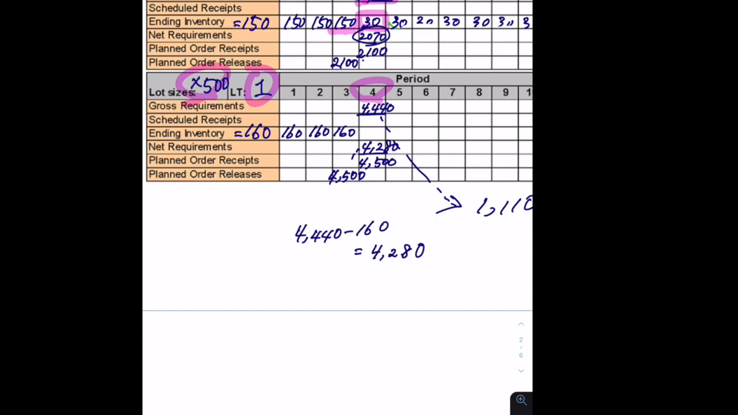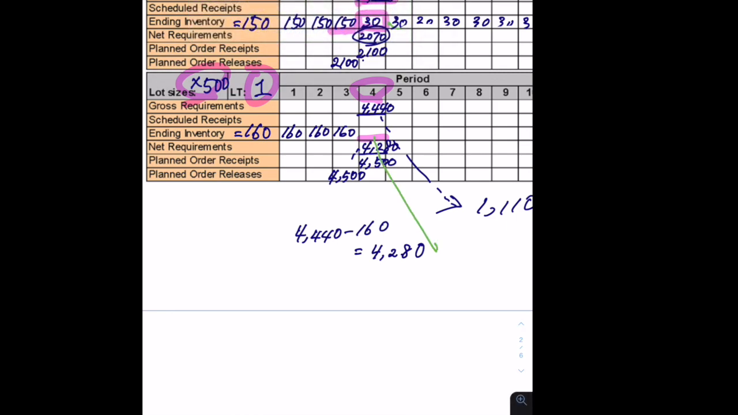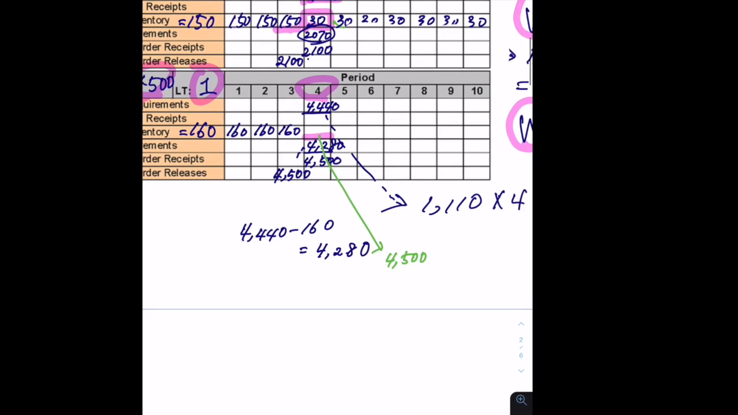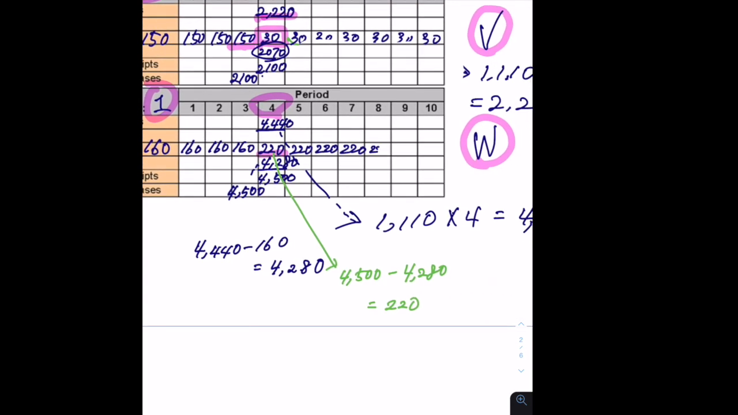And finally, we can consider this ending inventory. How did you get this ending inventory? Let me write it down here. 4,500 I received, and I'm going to use only the net requirement amount, so 4,280. So therefore, how many are left? 220 items left. So here, the ending inventory on week 4 is 220, and we will keep this amount 220, 220, 220 until the end of this time period.